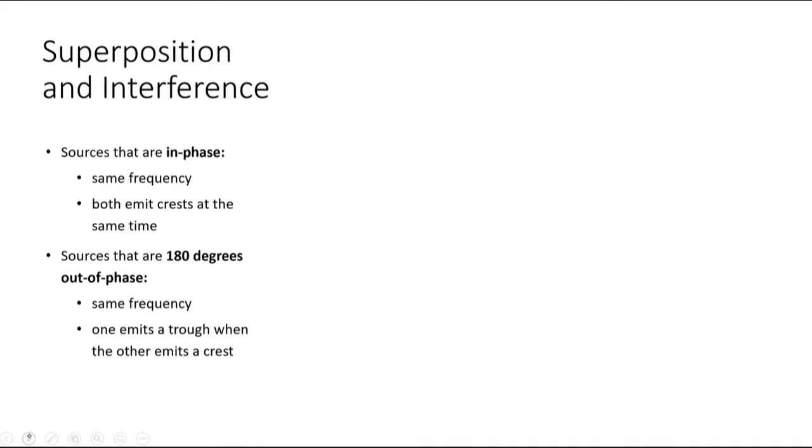Alternatively, you could have some problems where you're told that the sources are 180 degrees out of phase. In that case, again, the two sources are going to be assumed to have the same frequency so that your waves have the same wavelength. But what that means when we say that that's 180 degrees out of phase is that when one source is emitting a peak, the other wave is going to be emitting a trough.